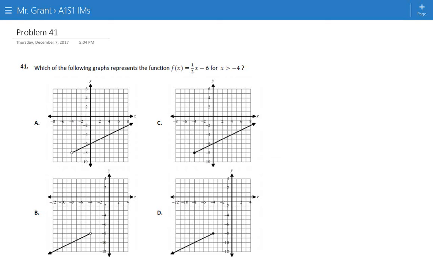Problem 41 on your Algebra 1 Semester 1 final review is talking about a function with a restricted domain, and it's really important to not mix these two types of equations up. This is a restricted domain. Notice this looks like a regular old linear equation, and it is, and then it says, but we only want to use x's that are greater than -4.